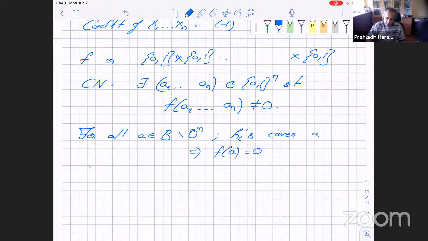For a being equal to 0 to the n, you can actually compute it explicitly. This is just 1 minus 1, which is 0. So on the whole grid, it is 0, but that contradicts the Nullstellensatz. Therefore, our assumption that m is less than n is false. Hence, m is greater than or equal to n.